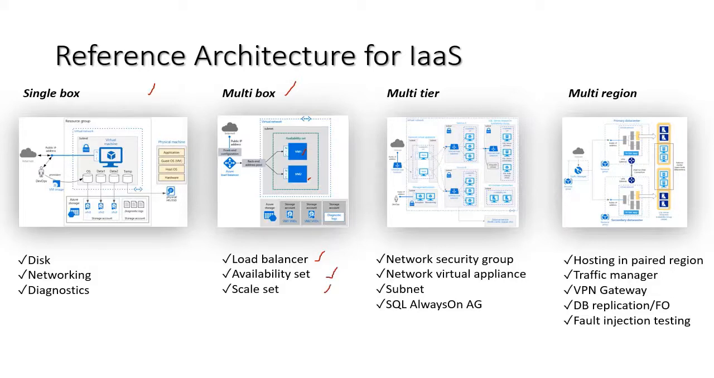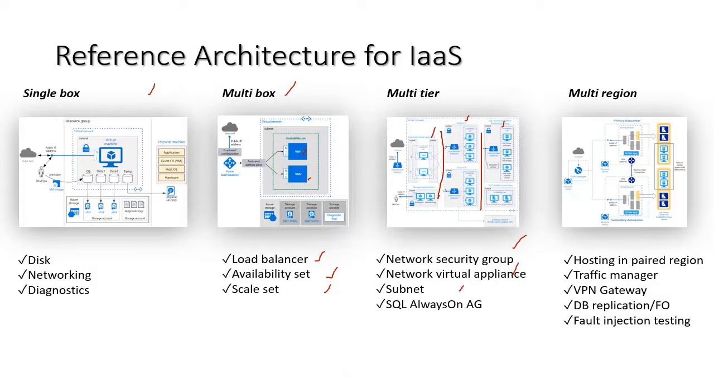Now, if you have multi-tier applications, meaning, for example, you have applications that are web-facing or user-facing, and you have an application layer and you have a data layer, you'd have to subdivide these three tiers into multiple network security groups, and therefore you will need network virtual appliances, start worrying about subnets, and how to configure SQL Always On, in this case, if you were using SQL.